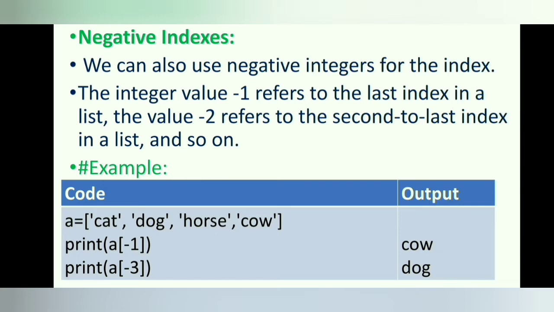Example. In this example, a list is assigned to the variable a. Because we have used a negative index, print a[-1] will return the last value in the list, that is cow. Similarly, print a[-3] will return the value duck, which is the third item from the end.